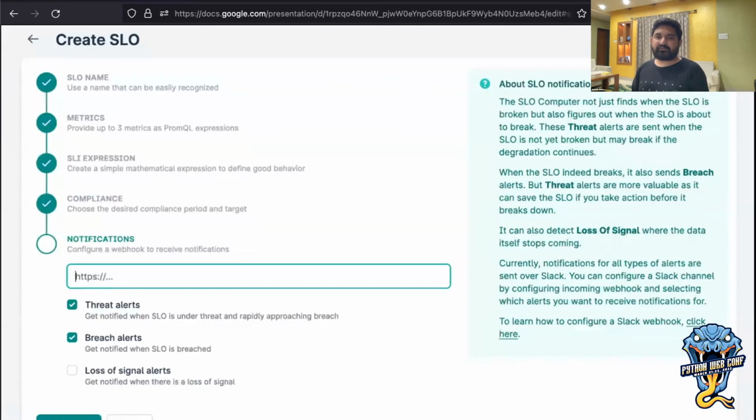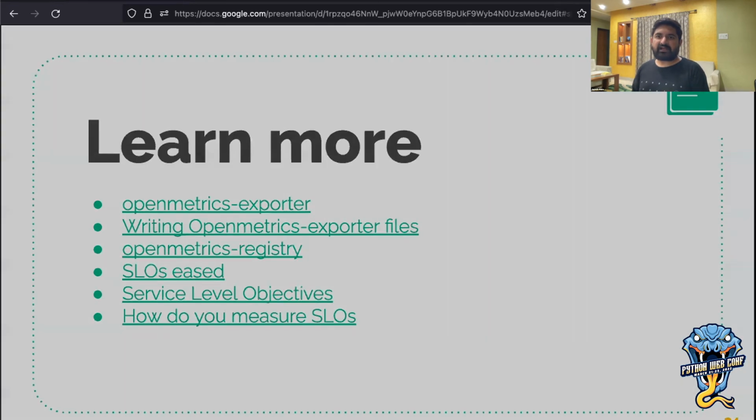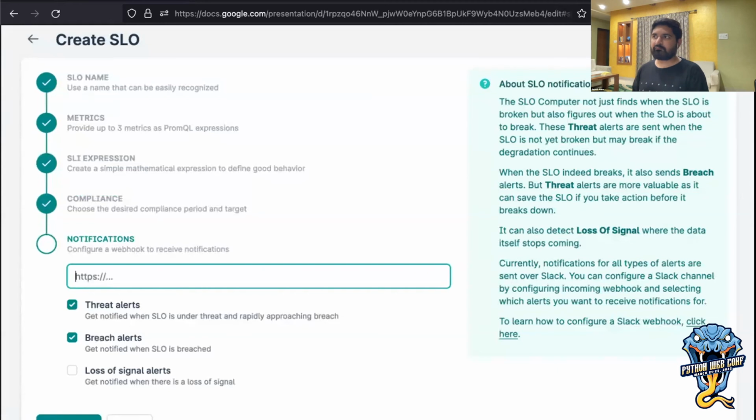Then I go ahead and set a notification. I want a notification when there's a threat to my SLO, and I want a notification when the SLO has been breached. And I create an SLO and I start getting alerts. So how does this all now come together for reliability of the system?